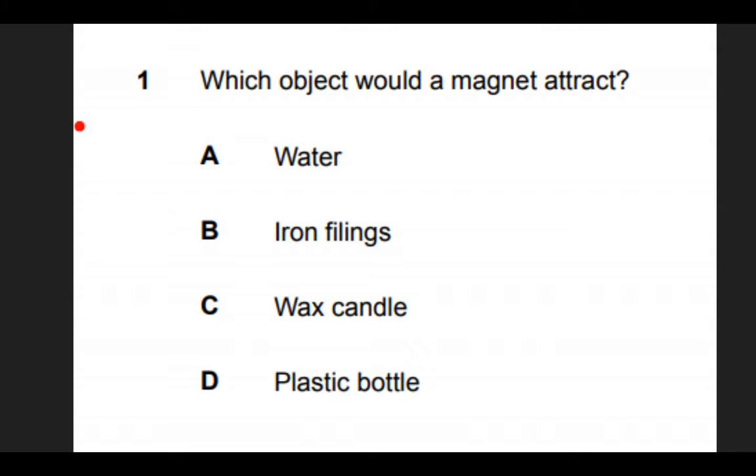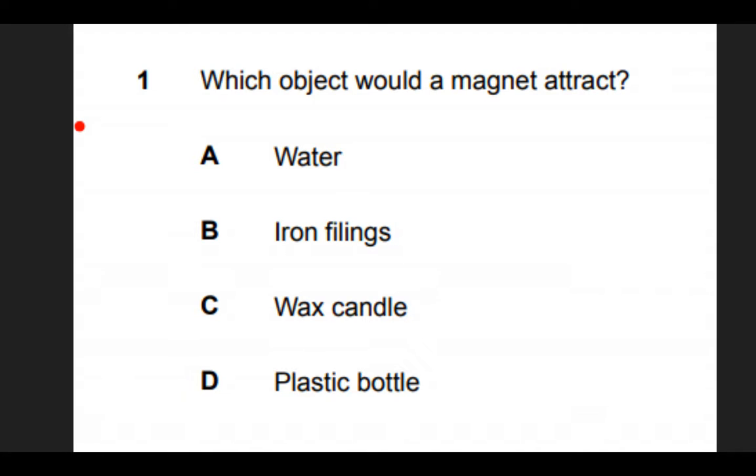Here we go. Number 1, which object would a magnet attract? A, water, B, iron filings, C, wax candle, D, plastic bottle. Number 1, which object would a magnet attract? A, water, B, iron filings, C, wax candle, D, plastic bottle. Take your time to answer that now. Rewind, pause if you need to.